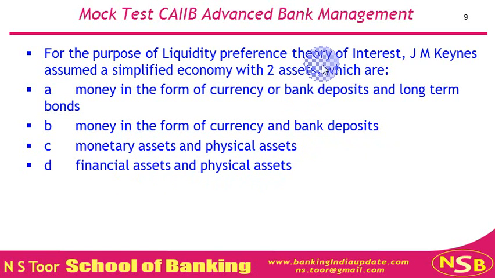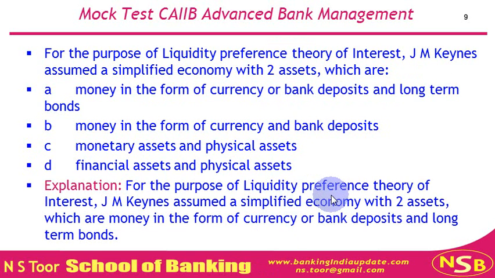Friends, according to J.M. Keynes, for the purpose of liquidity preference theory, two types of asset exist in the economy. These are money in the form of currency or bank deposit, that is one asset, and long-term bonds, that is the second asset. Hence, our answer is A. Keynes assumed a simplified economy, and these two assets are one in the form of currency or bank deposit and the other in the form of long-term bonds.